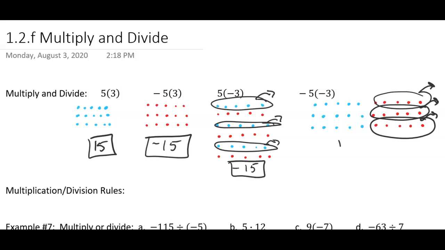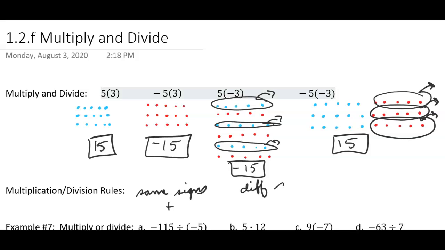All right. So that's an explanation with the chip model, but basically it comes down to these rules. Multiplication and division rules are this. You multiply the absolute values of the numbers, and then if the signs of the 2 things you're multiplying or dividing are the same, then it's going to be positive. So same signs, positive. Different signs, so if you have 1 positive and 1 negative, it's going to be negative.